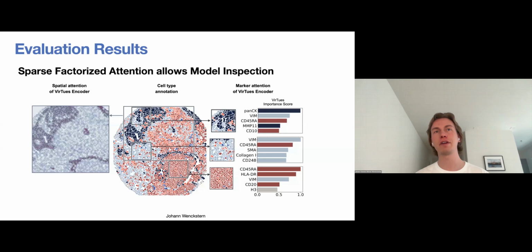If we move to an area with more fibroblasts, these attention scores shift, and we see more attention to fibroblast-associated markers such as VIM, SMA, or collagen. And finally, if we move to an area with lots of immune and T cells, we see that immune cell markers get high attention.